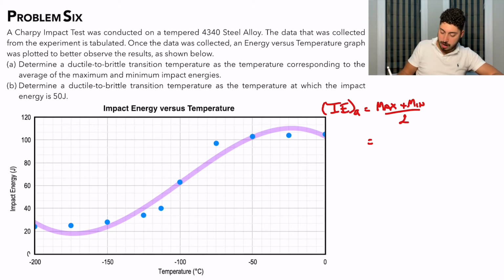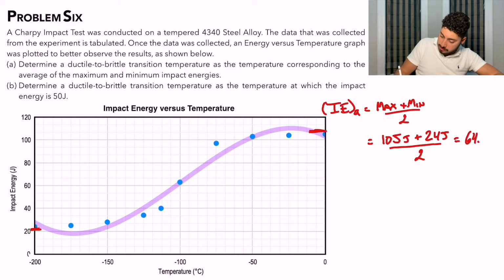So if we look at the graph, we can see that our maximum data point is right here at 105 joules. And our minimum data point is down here at 24 joules. So 105 plus 24 joules divided by 2, that's going to equal 64.5 joules. So that's our impact energy average.